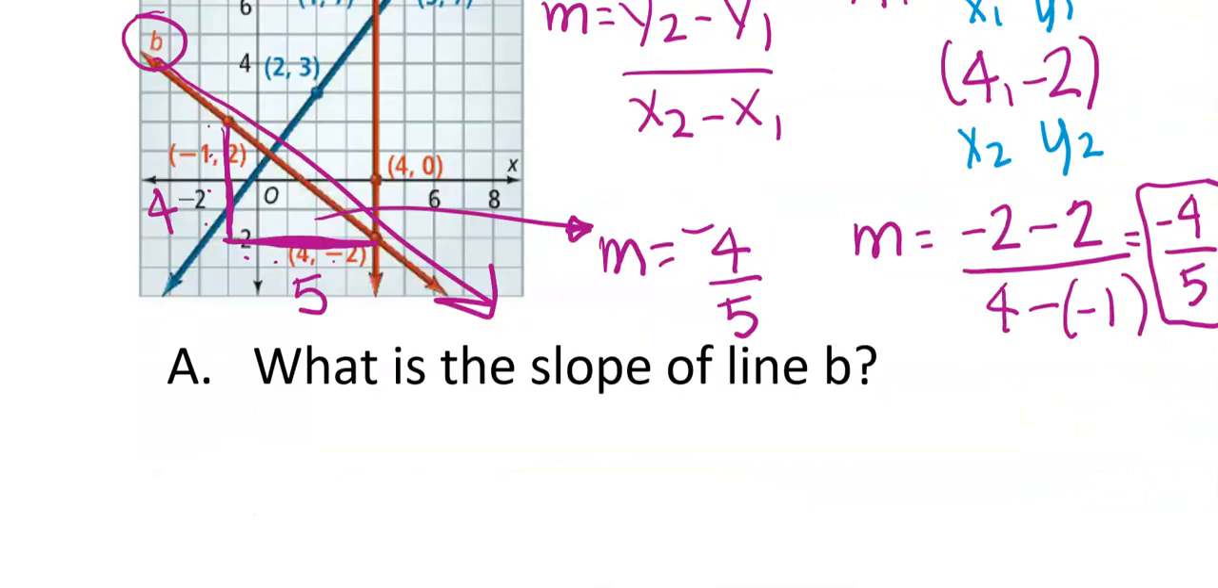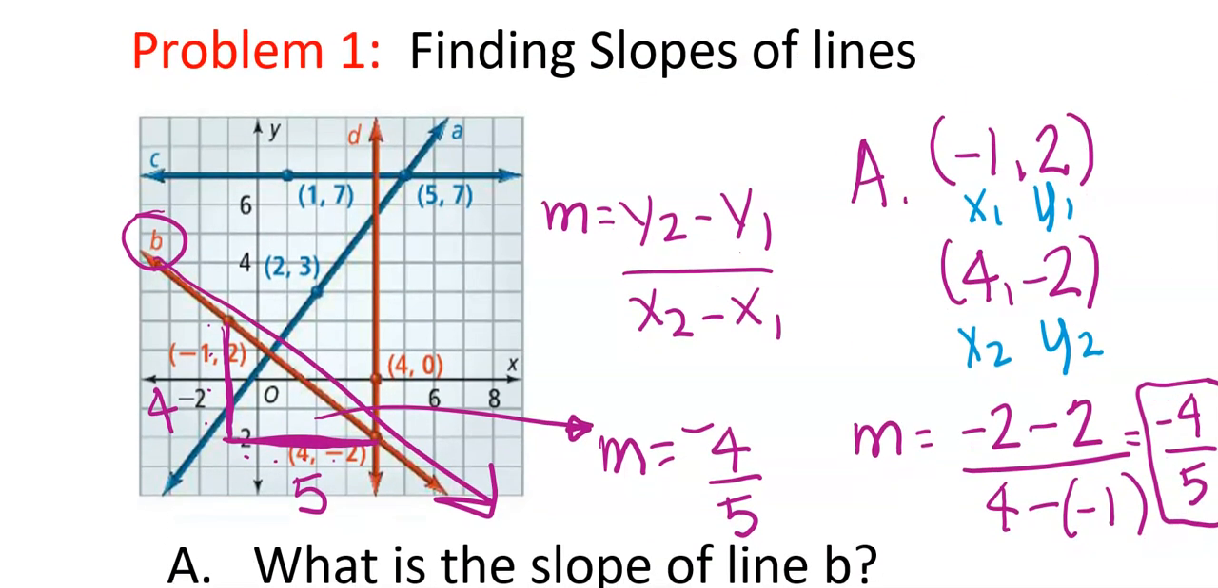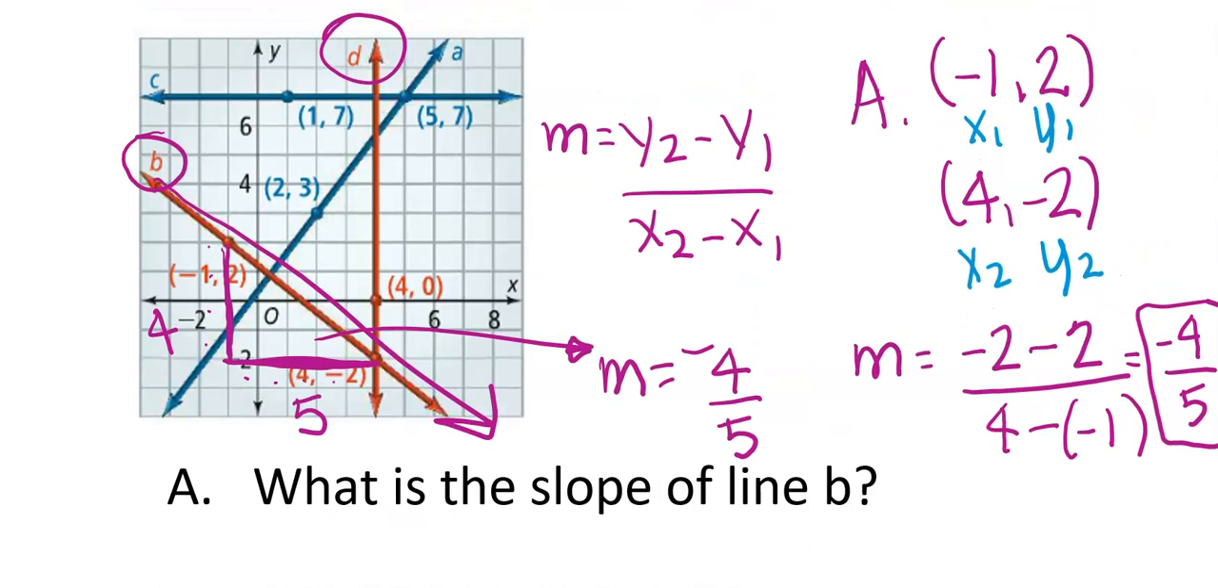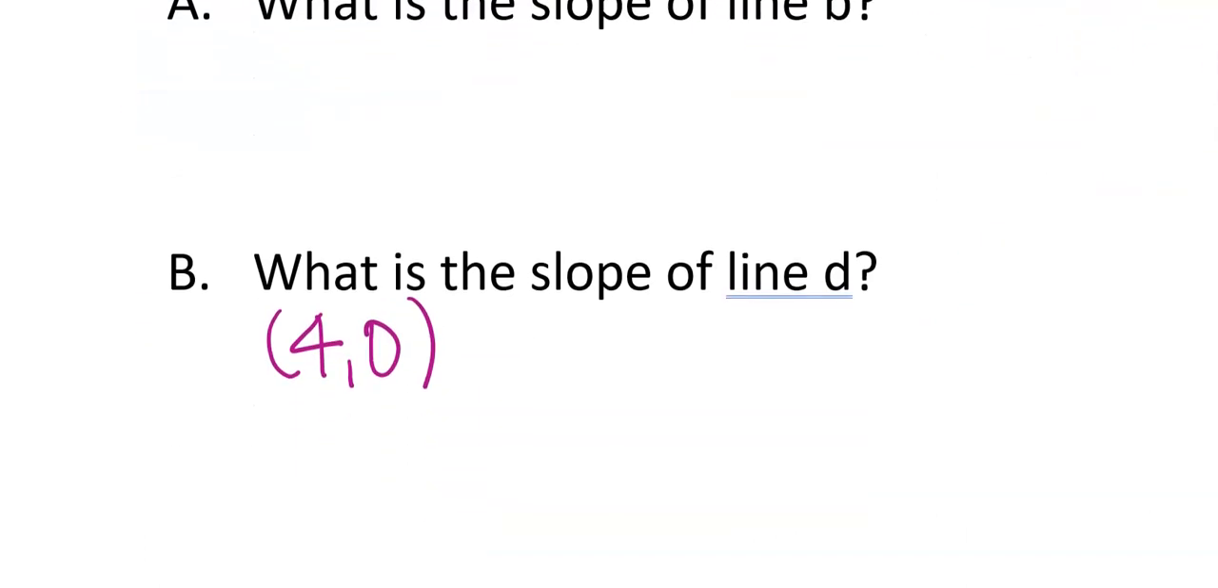What is the slope of line D? That's this one. So it's a vertical line going straight up and down. Now, when you're looking at that, they did give us a couple of points. They gave us 1 point. There's another point on that line as well. So let's look at those. They are (4, 0) and (4, -2).